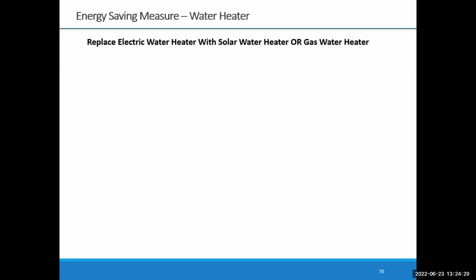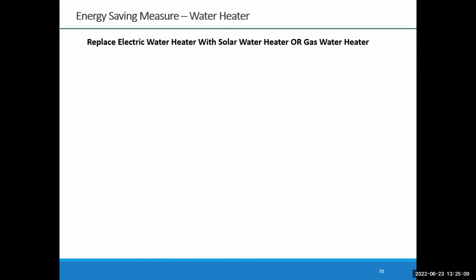So coming to heating appliances, replace electric water heater with solar water heater or gas water heater. Normally we use electric water heaters, which is a very simple way to use in every household. But there are some energy saving efficient technologies available, renewable energy technology to use the sun to heat the water and use that hot water for our day-to-day use by storing in insulated storage tanks. And also gas water heaters are more efficient than electric.